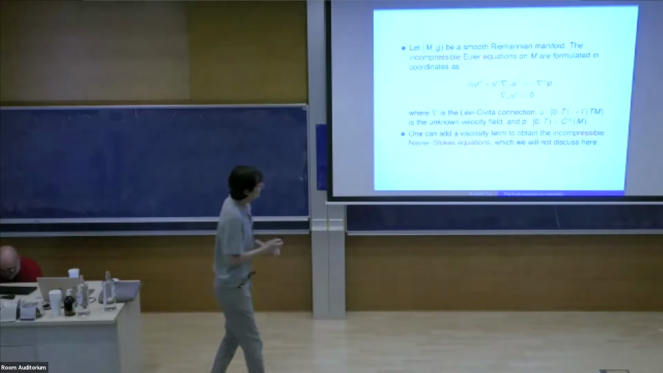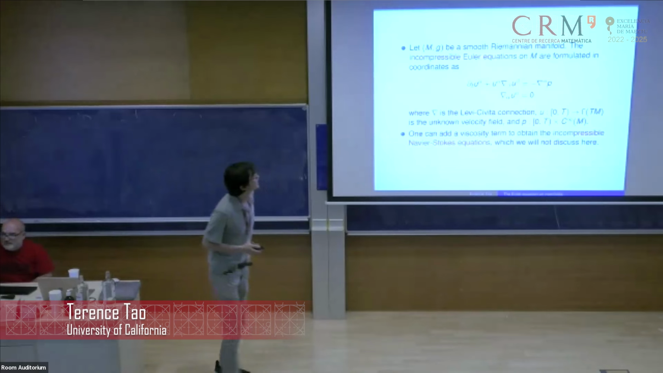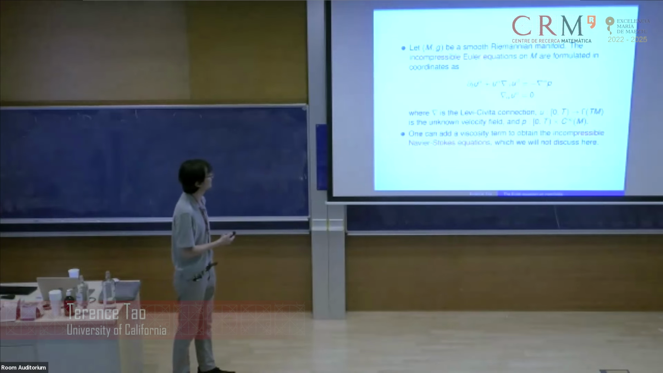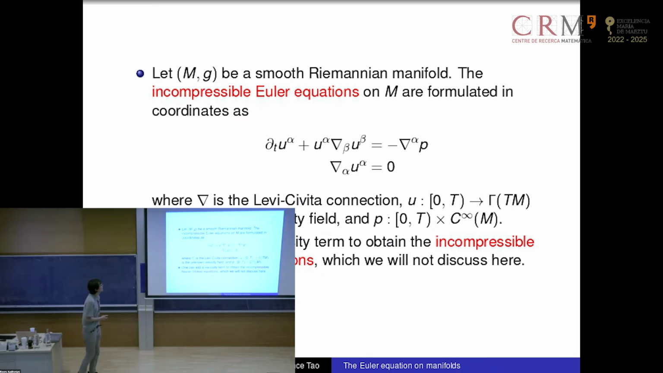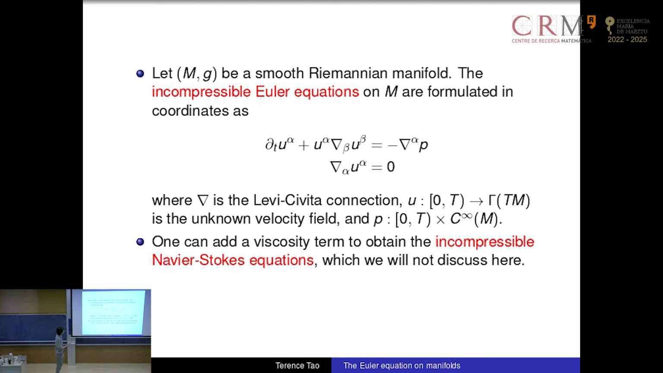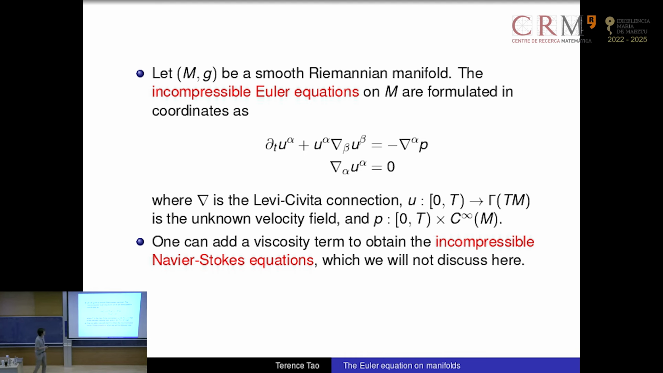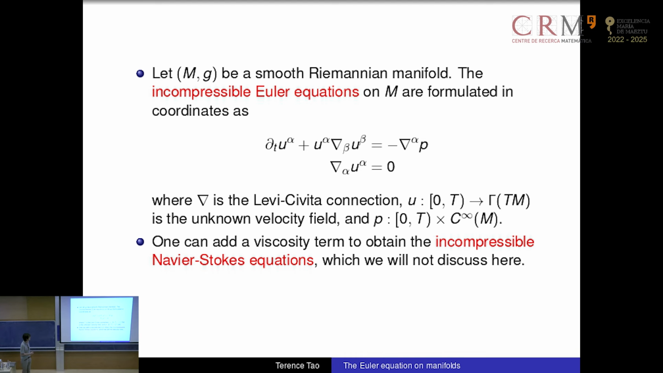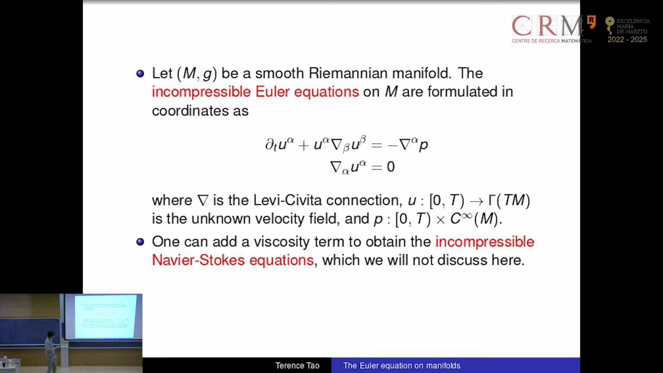Okay. So, folks, we are interested in the Euler equation on a manifold. We take a smooth Riemannian manifold with the Levi-Civita connection and a velocity field, which evolves by transport with a pressure. You can also add viscosity to get the Navier-Stokes equations, but I have nothing new to say about Navier-Stokes. So, Euler.